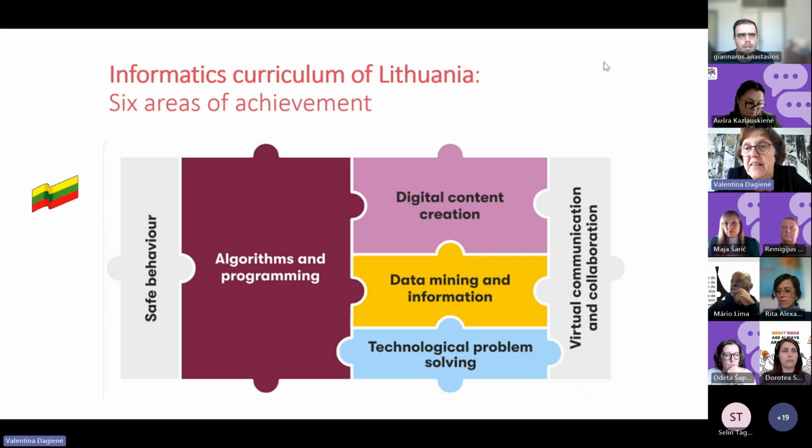So I wanted to present for 1 minute what we have in Lithuania in informatics curricula. Actually, we are lucky that we have informatics compulsory education from 5th grade until school leaving, and we have 1 hour per week.